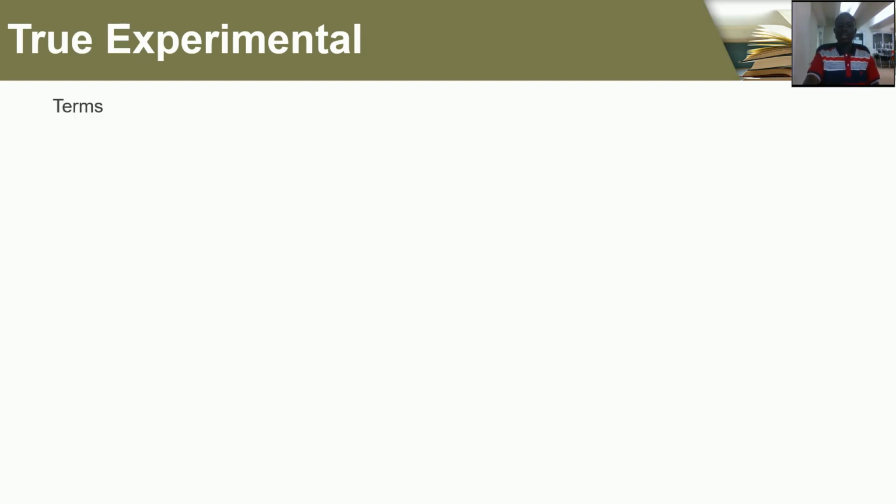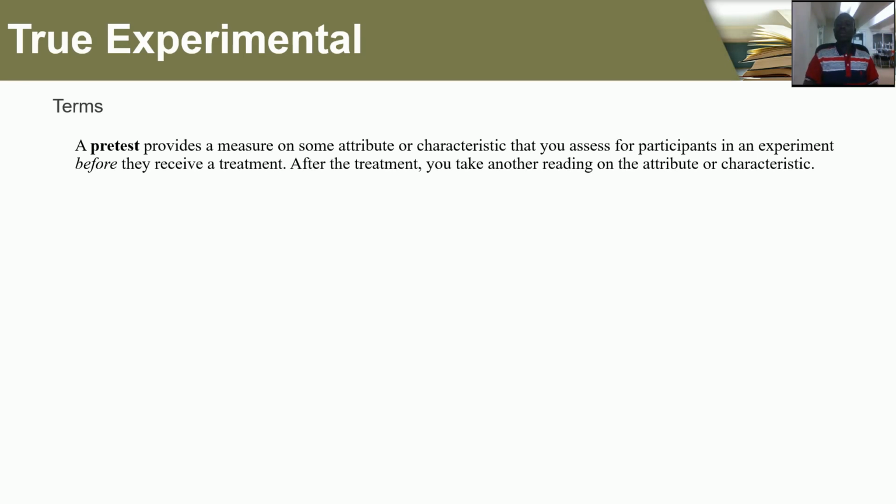Then after that, we are looking at some terms that are associated with true experimental design. We have the pretest. When you talk about the pretest, what we are trying to say is that it provides a measure of some attributes or characteristics that you assess for participants in an experiment before they receive a treatment. For instance, looking at the rabbits, we want to know those that will give birth to maybe more than 4 or 5 offspring or kids.